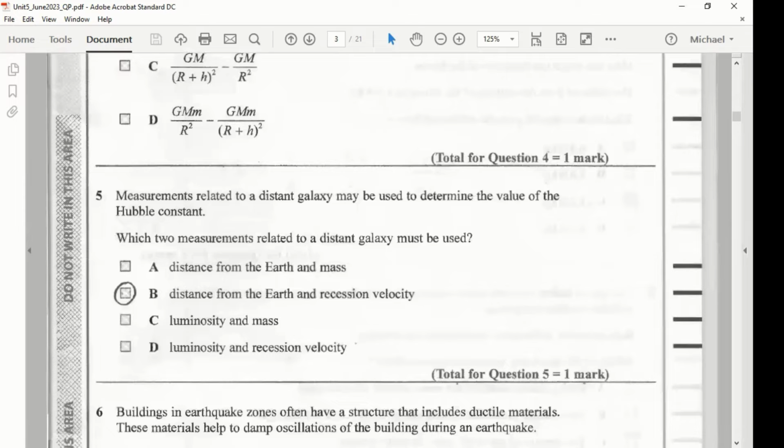Measurements related to a distant galaxy may be used to determine the value of the Hubble constant. If you remember, the Hubble constant is basically the rate of expansion of the universe in terms of the amount of the universe that's expanding per second, which is a bit weird, but that's what it is. The greater the Hubble constant, the faster the universe is expanding. So the two things that you need for your graph, if you remember, you need distance and you need recession velocity. So the answer is B.